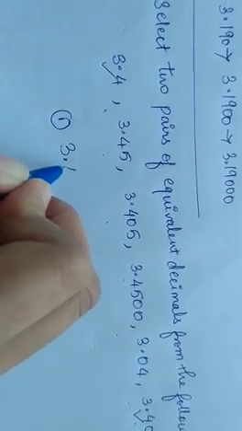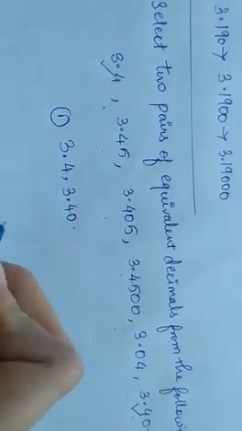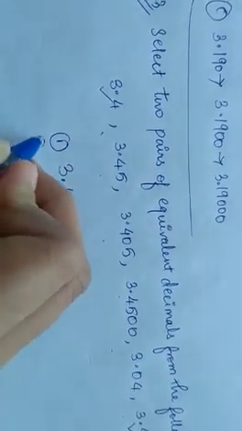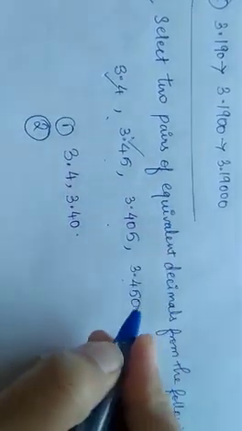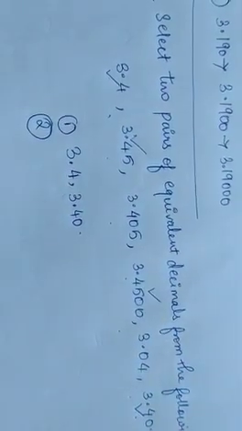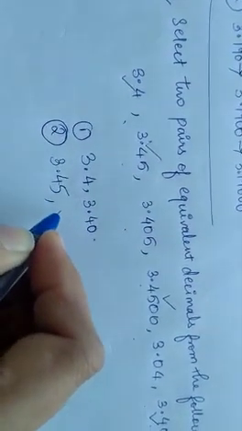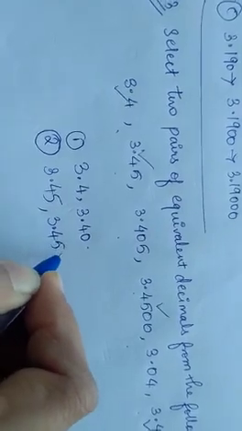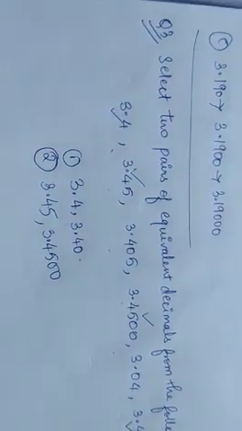We have to find two pairs. The first pair is 3.4 and 3.40, which are equivalent. Now we have to find the second pair. That is 3.45 and 3.4500, which is our second pair. Okay, and this question number 2 and 3 you all have to write in the notebook.